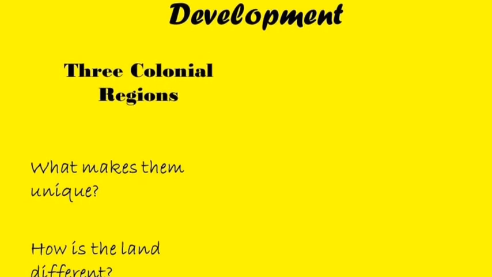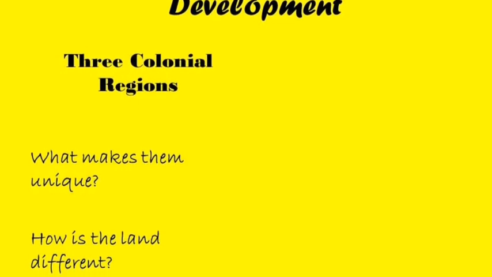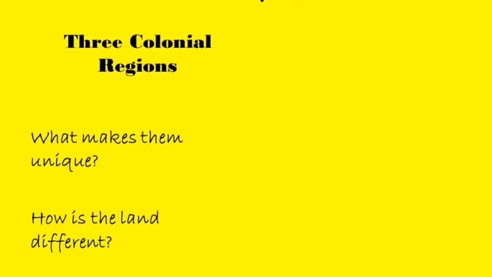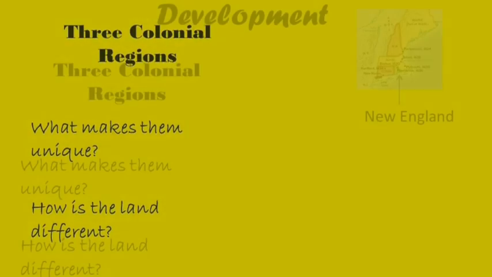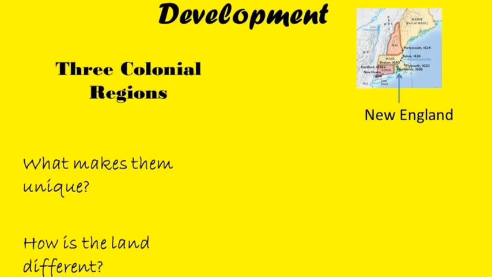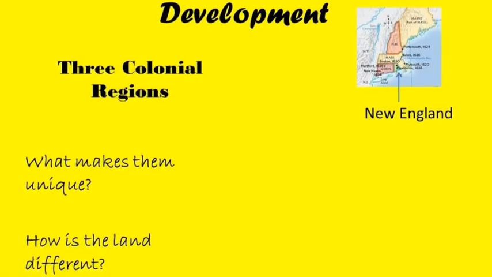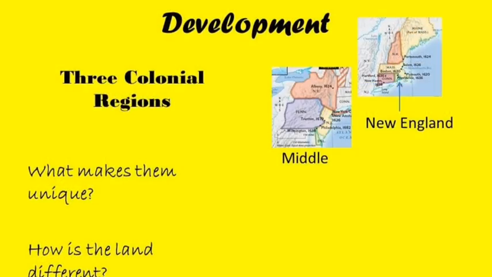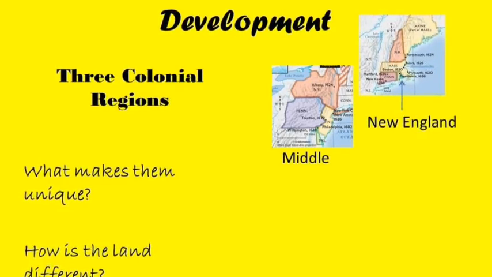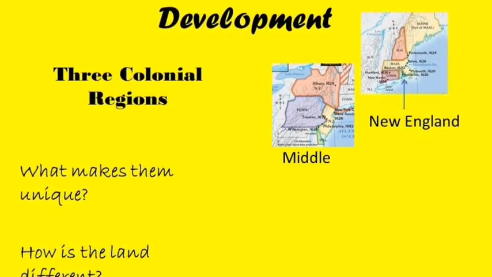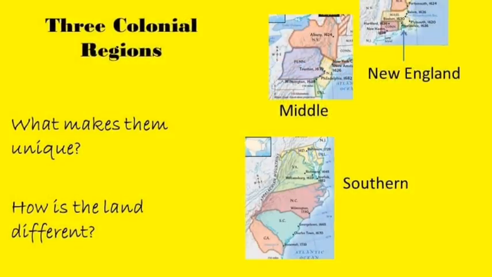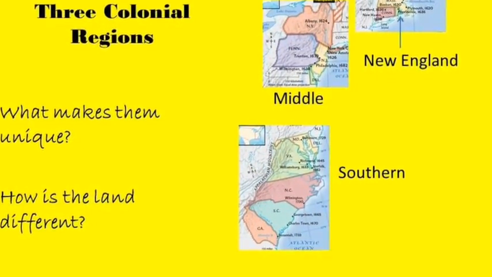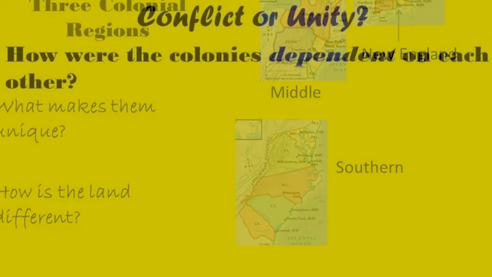We're also going to be looking at the development of what becomes known as the 13 colonies and the 3 colonial regions, and what makes them unique, and how is it that the land is different from each other. We'll be studying the different regions in New England, which made up the colonies of Massachusetts, Connecticut, Rhode Island, and New Hampshire. We'll look at the middle colonies, which included the colonies of New York, Pennsylvania, New Jersey, and Delaware. And we'll be looking at the southern colonies that included Maryland, Virginia, North and South Carolina, and Georgia.